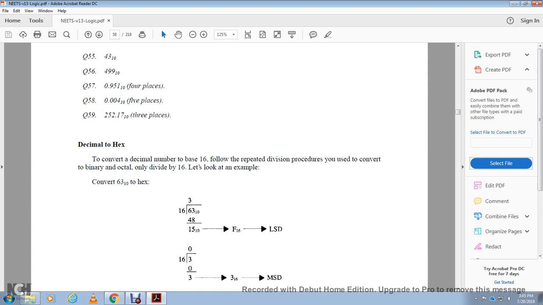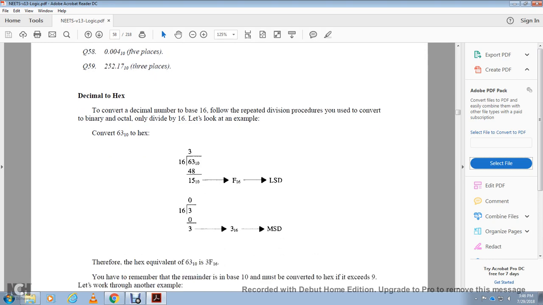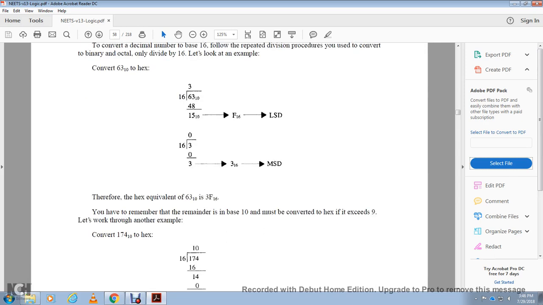So you have 63 decimal to hex. 63 divided by 16 would give you 3 with a remainder of 15 decimal. 15 would equal F, the least significant digit, at the top of the first digit. And you just take the 3 divided by 16, which would give you 0 with 3, the most significant digit. So therefore your hex equivalent is 3F base 16, or hex.